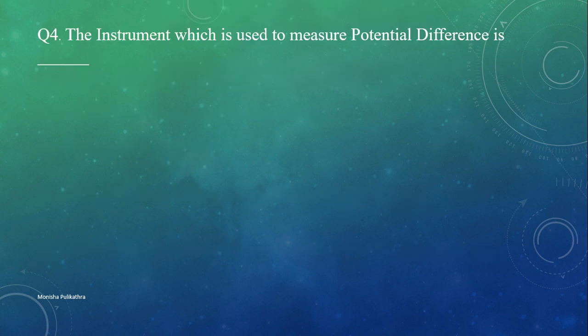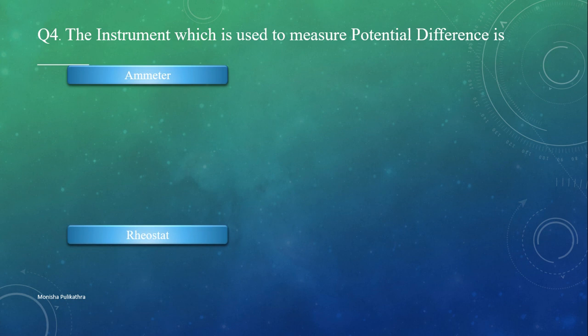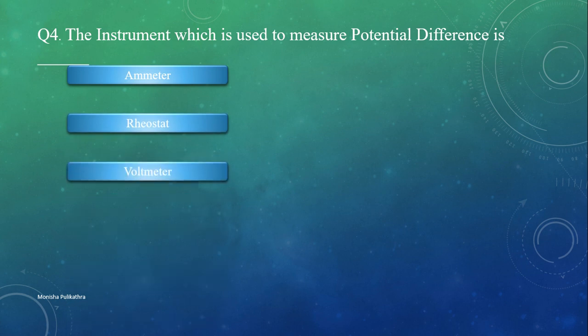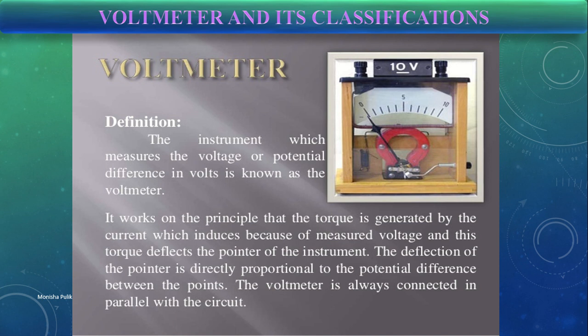So the instrument which is used to measure potential difference, I have already told you which is the instrument. Is it ammeter, rheostat, voltmeter, or voltameter? Voltameter comes in chemistry. So the device is voltmeter. Never ever forget this. The instrument which is used to measure potential difference is voltmeter, and the instrument which is used to measure electric current is ammeter.